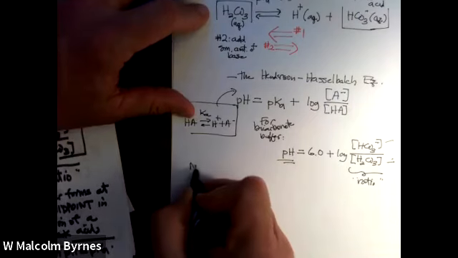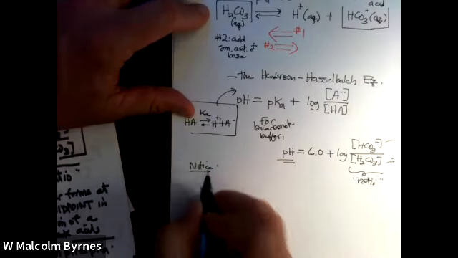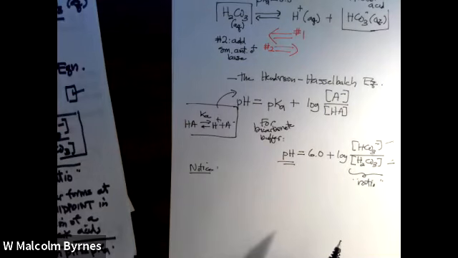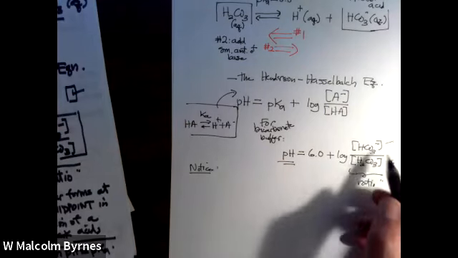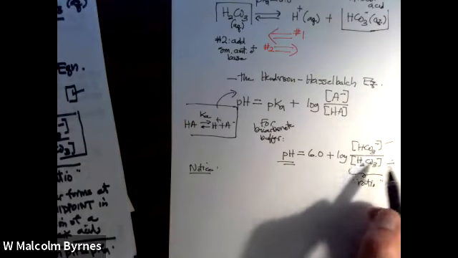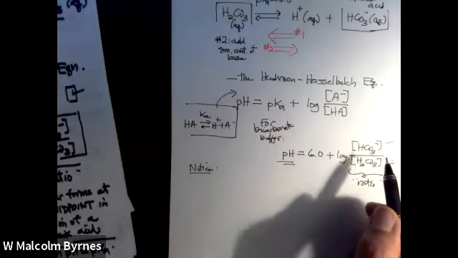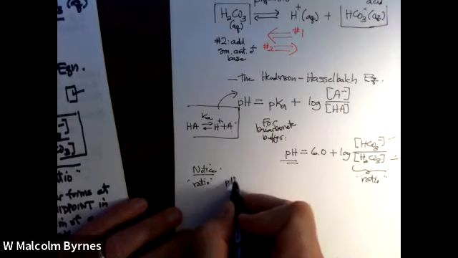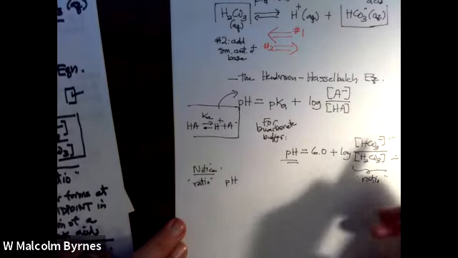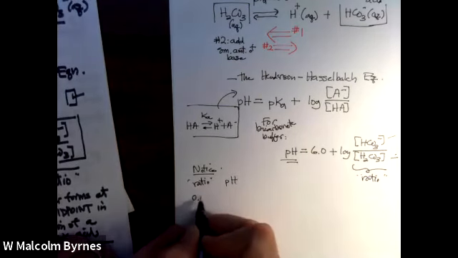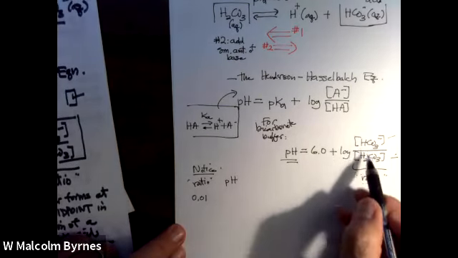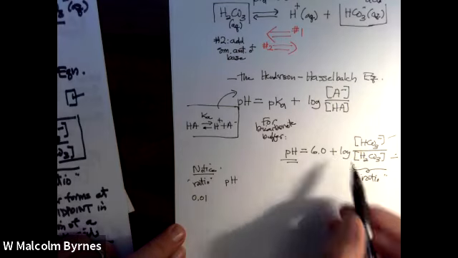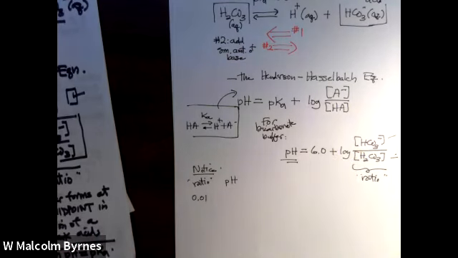And I want you to notice how the pH is related to the ratio of the conjugate base to the weak acid. Okay, so let's make a little table here. Let's look at the ratio, and let's look at the pH. If the ratio is, say, 1 to 100 or 0.01, then the log of 0.01 is -2.